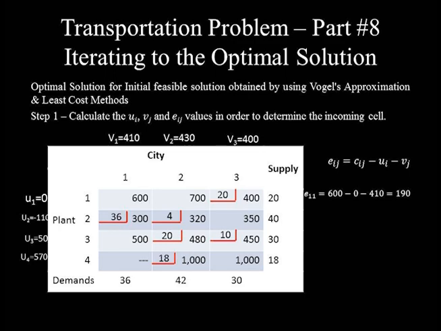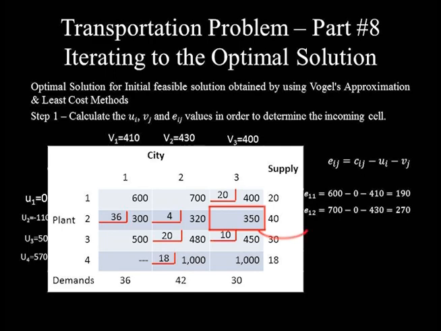The net evaluation index for the unoccupied cell under column 2 of row 1, that's E12, is equal to the unit cost of the cell, that's 700, minus row index, that is 0, minus column index, that's 430, which is equal to 270. Plant 2 to CT3 route is the only unoccupied cell in row 2.